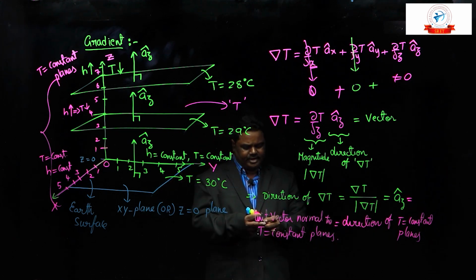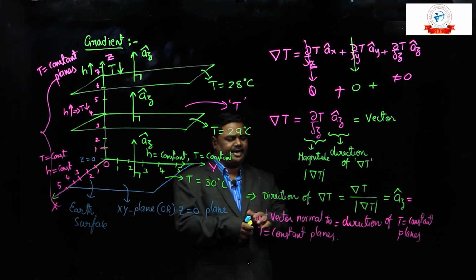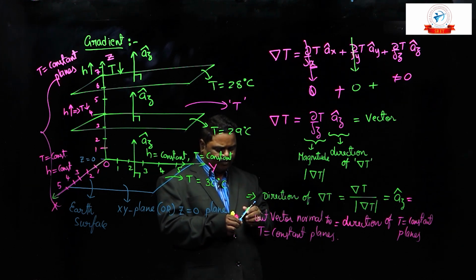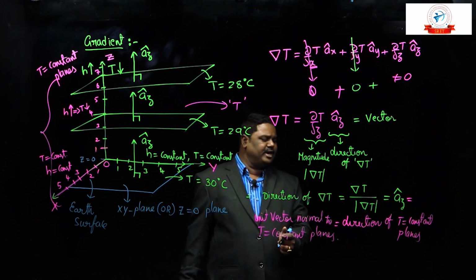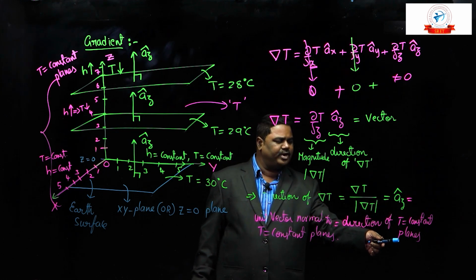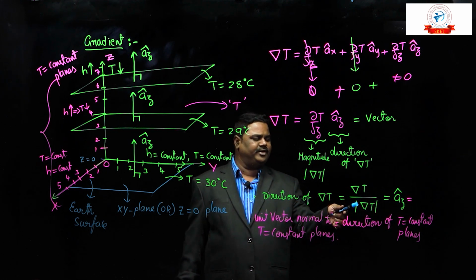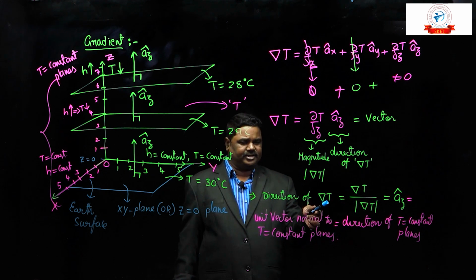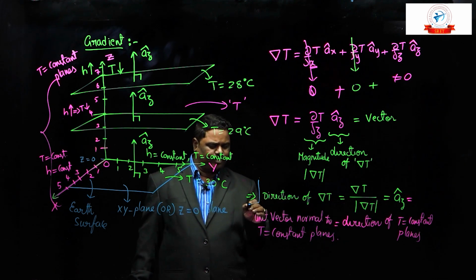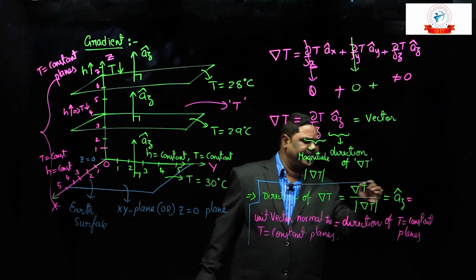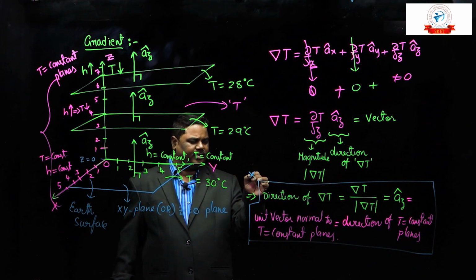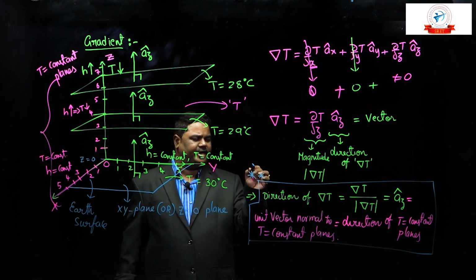Now this is a very important concept you need to understand. Whenever you want to find the direction of a T equal to constant plane, what do you need to find? You need to find the gradient direction, the gradient of T. So this is the important application of the gradient operation, a very important application of the gradient operation.